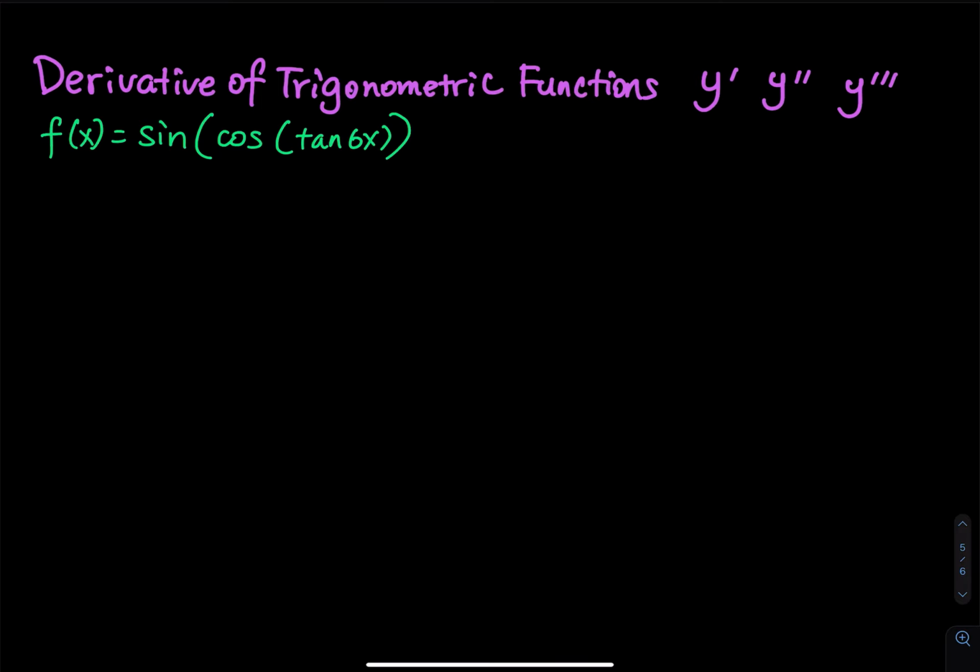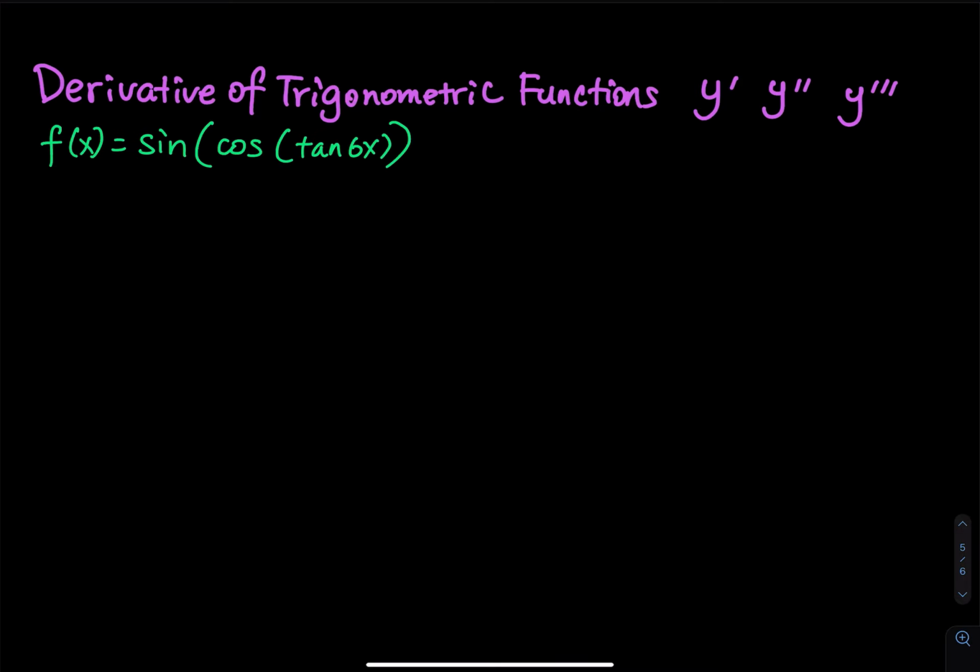Derivative of trigonometric function. Other than the first derivative, I will also explore the second and third derivative of the last two examples. So let's do the first one. The first one is f of x equals sine of cosine of tangent 6x. So this one you have some chain rule to do.